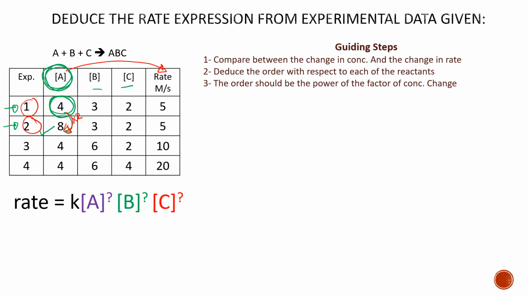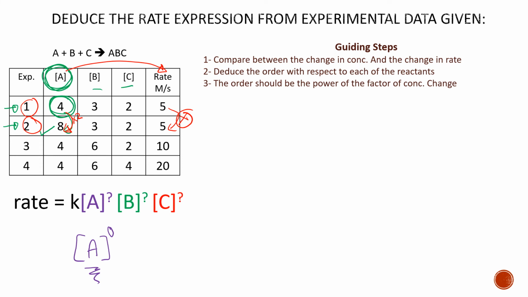What has happened to the rate? Nothing. So we should understand directly that this is zero order. What does zero order mean? Changing the concentration of this reactant will not affect the rate. Very good. Let's check B.